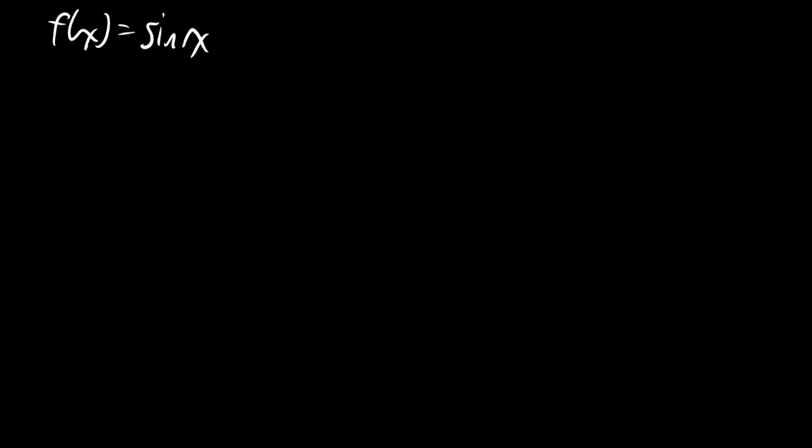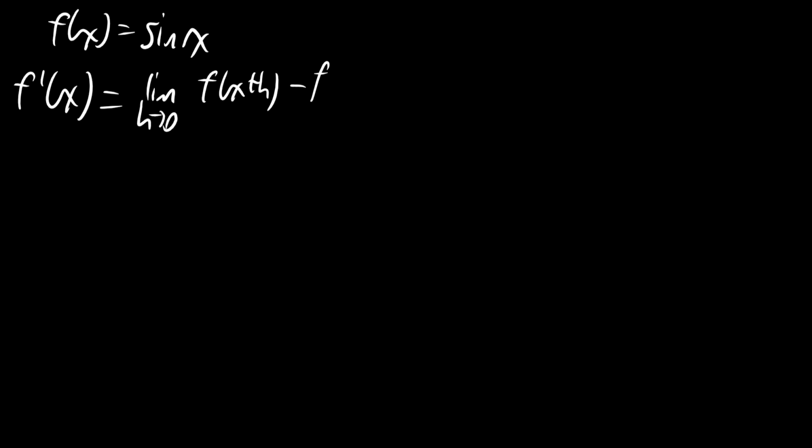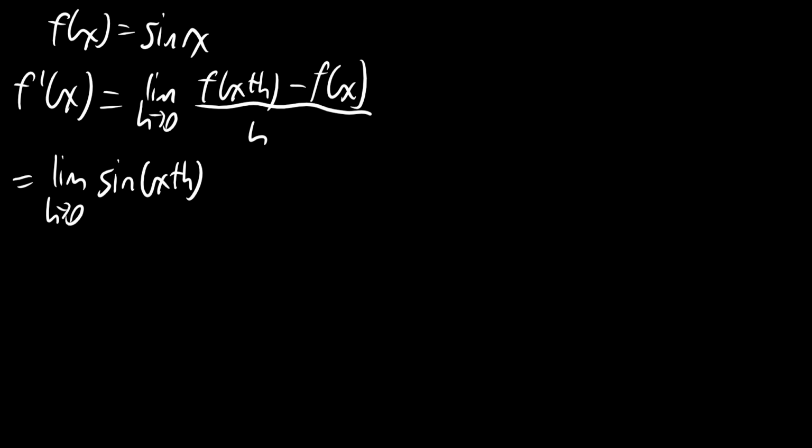Now let's do one more. This one is going to be a little bit more tricky. Let's do f of x is equal to sine x. So when we differentiate this, limit as h approaches 0, f of x plus h minus f of x over h. I'm going to actually write this a little bit more to the left, so I have a little bit more space. We get sine of x plus h minus sine x over h.